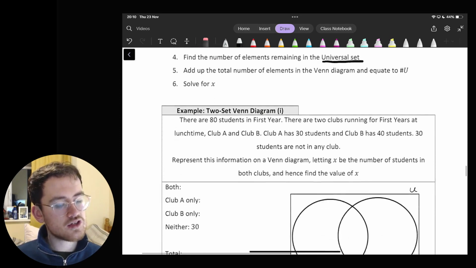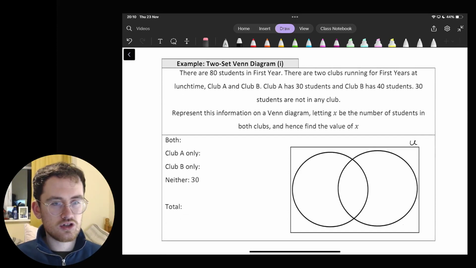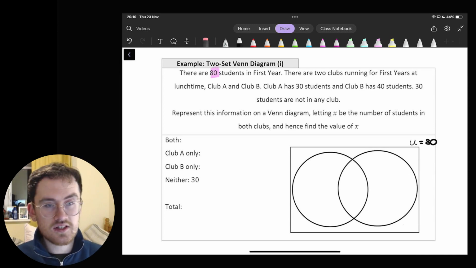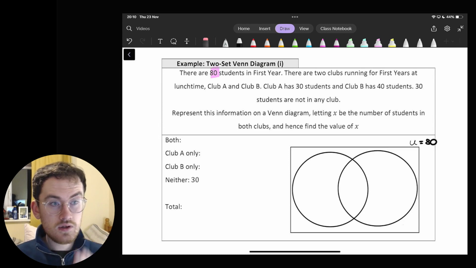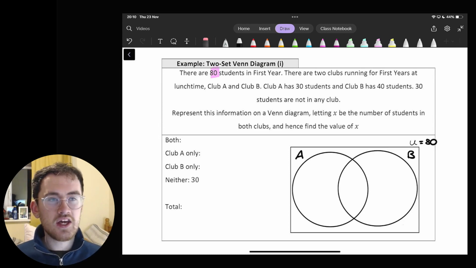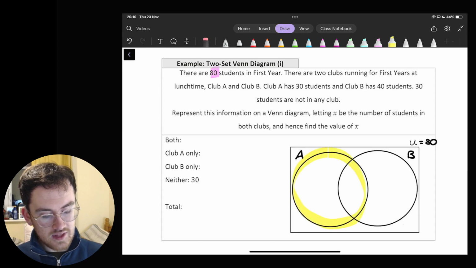In most of these questions, you're going to be told exactly how many people are in the set. So we'll look at the first example here. We'll just jump straight into it. It says there are 80 students in first year. So I know straight away there are 80 students in this universal set. There are two clubs running, Club A and Club B, so I can label my diagram. Club A has 30 students all together. That's the whole circle. And Club B has 40 students. Again, the whole circle is 40 students.